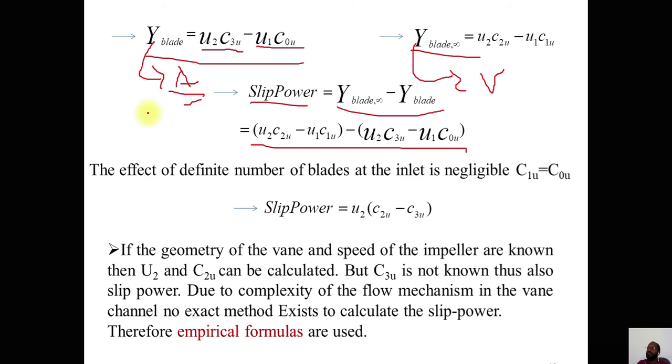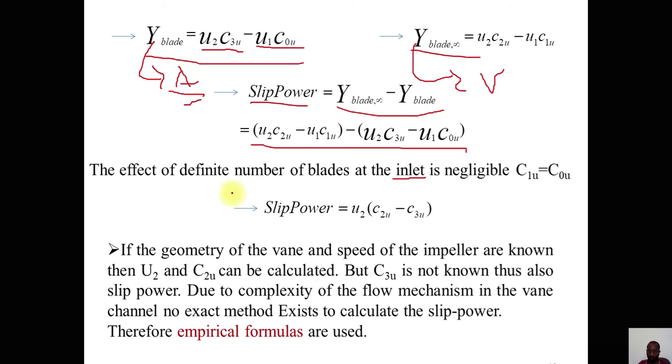Mathematically substituting the systems, the effect of a finite number of blades at inlet is negligible. What is the negligible situation at inlet? One, radial circulation is negligible. Only there is a formation of dead zone. Again, the influence of viscosity is also negligible at inlet situations. Therefore, the effect of a finite number of blades at inlet is negligible. C1U to that of C0U is equal.